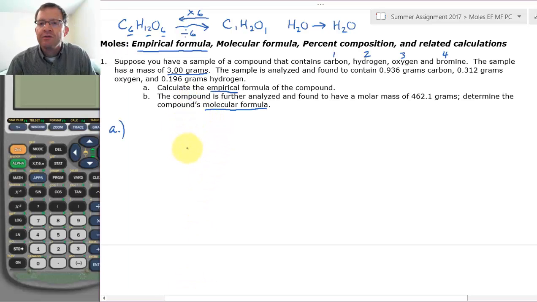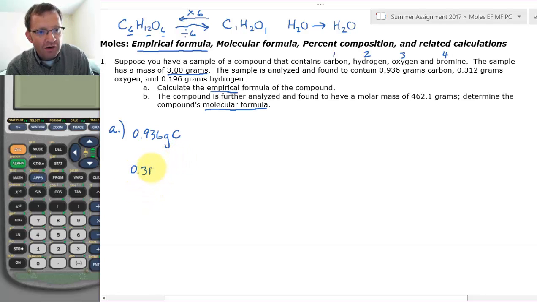So to calculate the empirical formula, the first thing to do here is convert to moles. You'll find that one of the most common calculations you do is take what you have and get it converted into moles. When we're doing things that relate to masses, formulas, stoichiometry, solution chemistry, all kinds of things, even electrochemistry and thermochemistry, there's a lot involved with converting to moles first. So taking some substance and getting it converted into moles. I've got 0.936 grams of carbon. I'm going to need to convert that into moles. I've got 0.312 grams of oxygen. I'm going to need to convert that into moles. And I've got 0.196 grams of hydrogen. I need to convert that into moles.